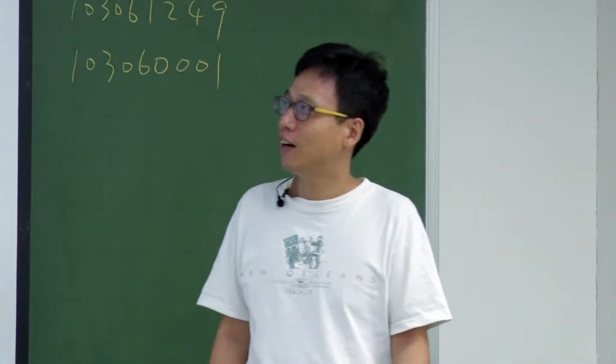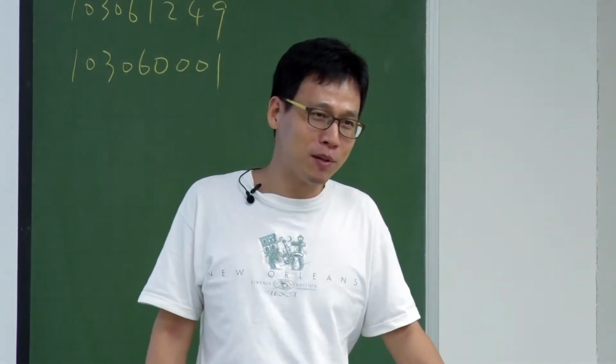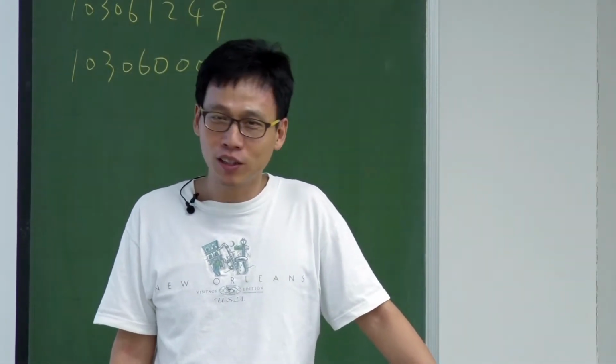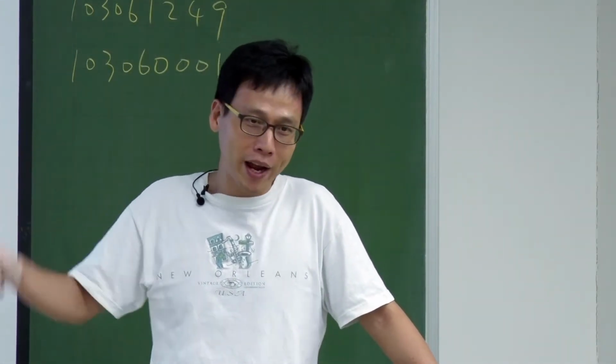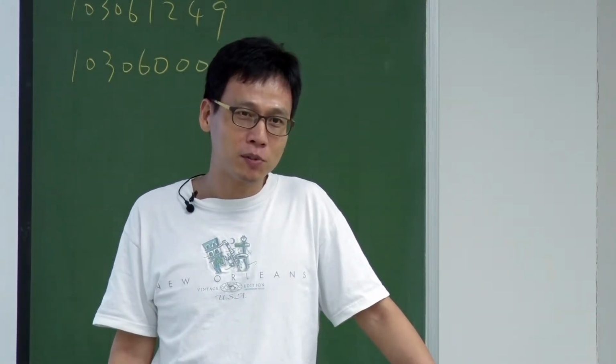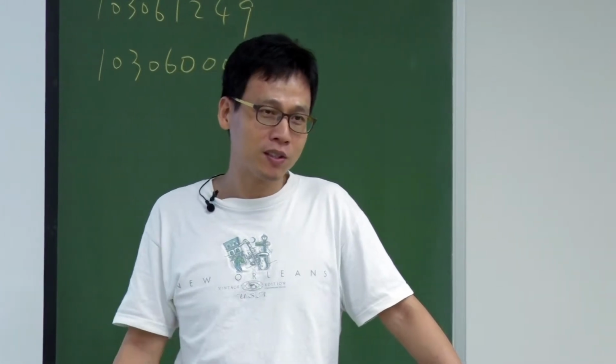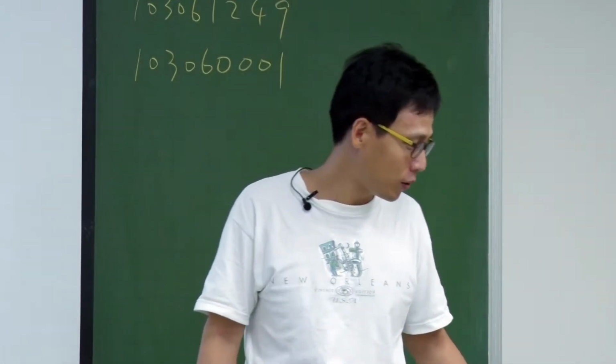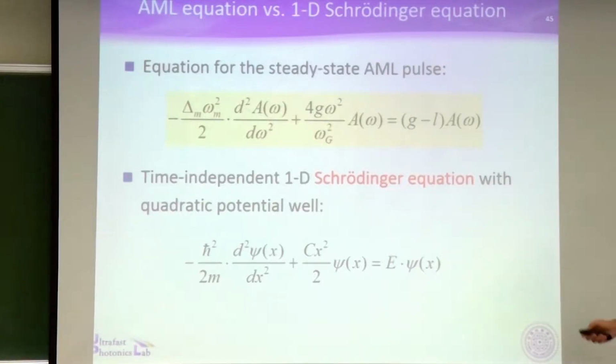But we are not so good in mathematics. We don't intend to solve it directly. We just want to borrow something well developed in other places. So what is that? One-dimensional Schrödinger equation with quadratic potential well.